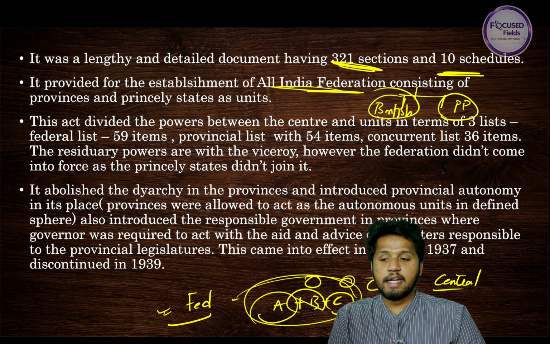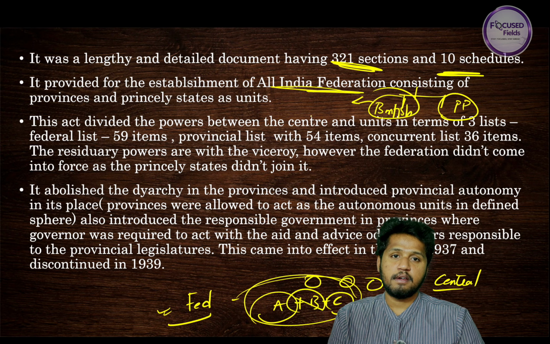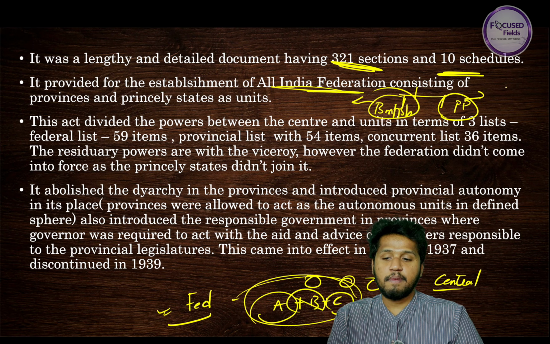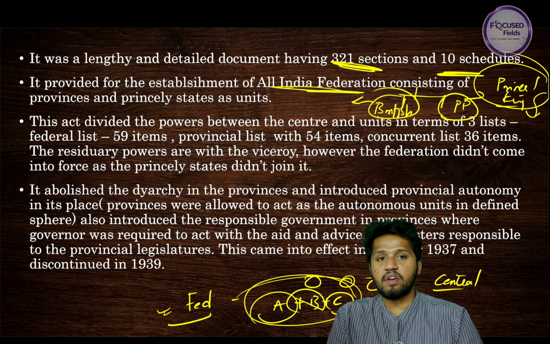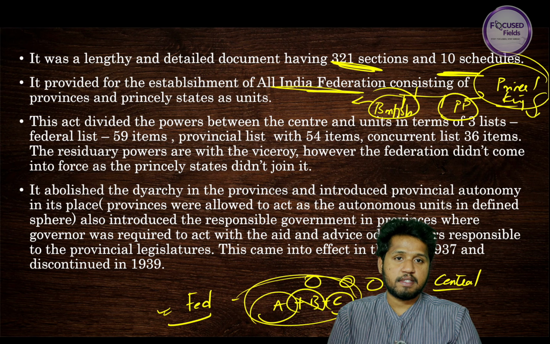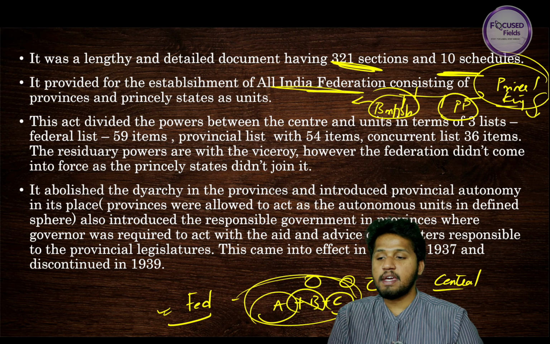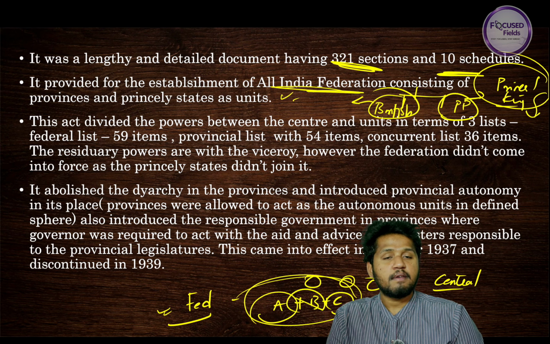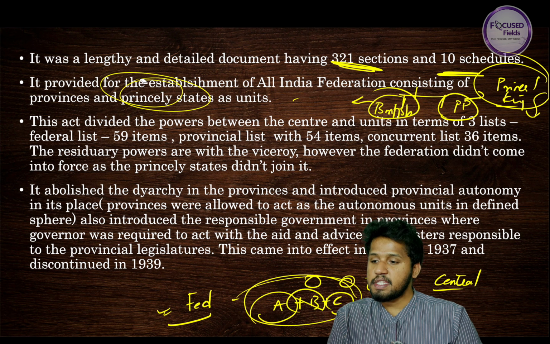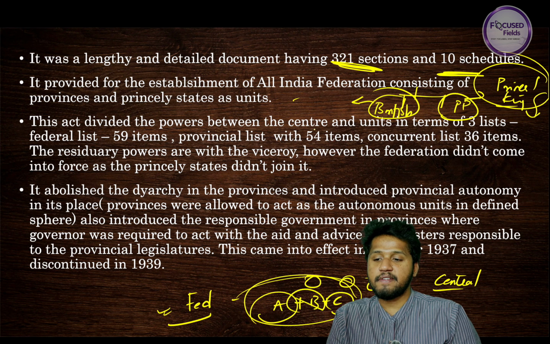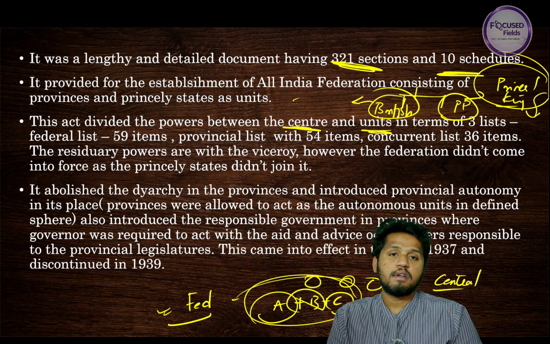British provinces are directly ruled by the British government. These princely states are ruled by princes or kings who are paramount to the British government. To combine these British provinces and princely states, they thought of making a federation. But the princely states denied this. For that reason, the All India Federation was never created. Next, this act divided the powers between the center and the provinces.